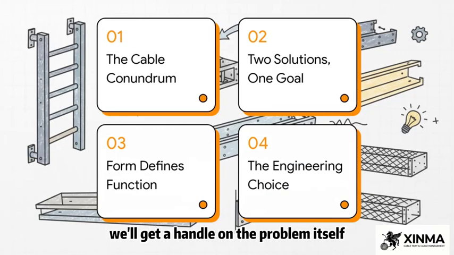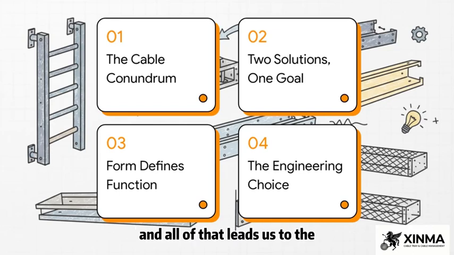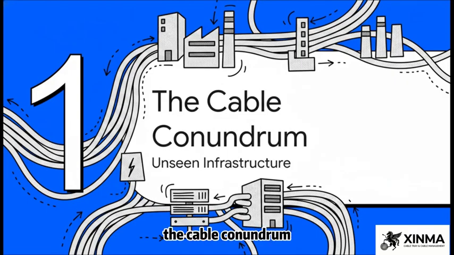First, we'll get a handle on the problem itself, what I'm calling the cable conundrum. Then we'll explore the two main solutions engineers turn to. After that, we'll dive into how their physical shape dictates what they can do. And all of that leads us to the final and most crucial part, making the right engineering choice. All right, first step, the cable conundrum.